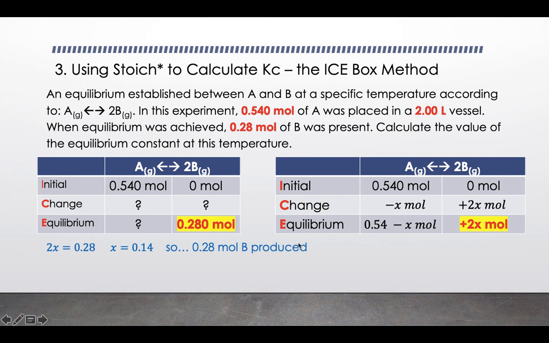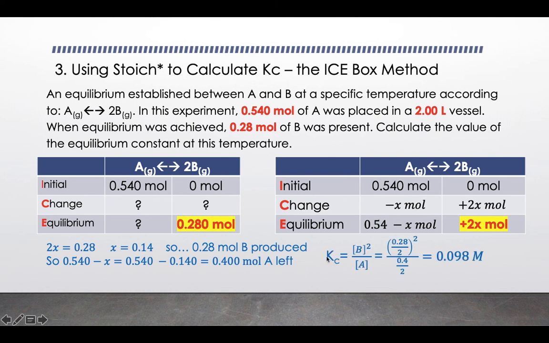Since 0.28 mole of B was produced, it must mean that 0.14 mole of A was consumed to produce that. So in the end, there will be 0.54 minus 0.14, which is 0.4 mole of A left. So now we know at the equilibrium point, 0.28 mole of B was present, and 0.4 mole of A was left over. Then we can substitute into the Kc expression and therefore find the Kc value.